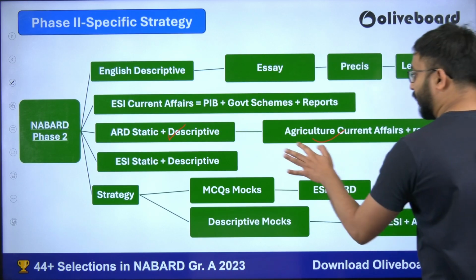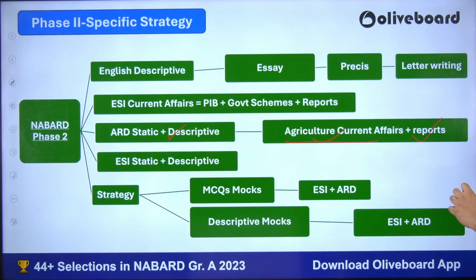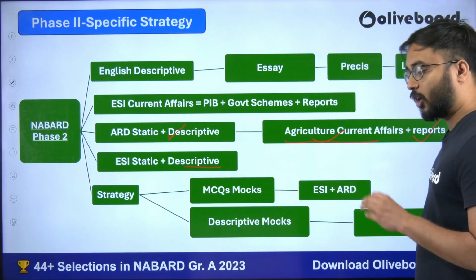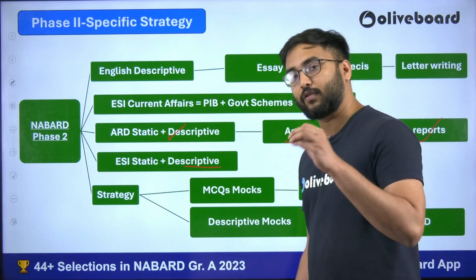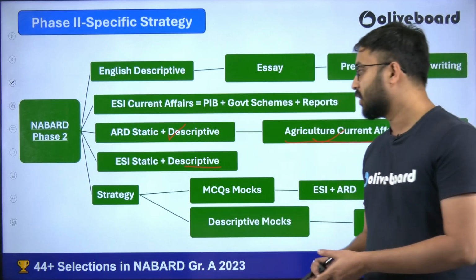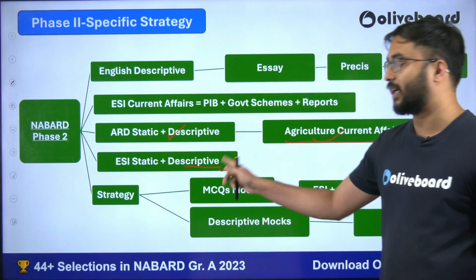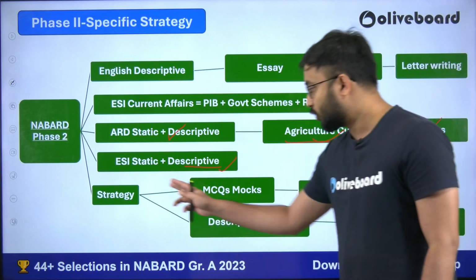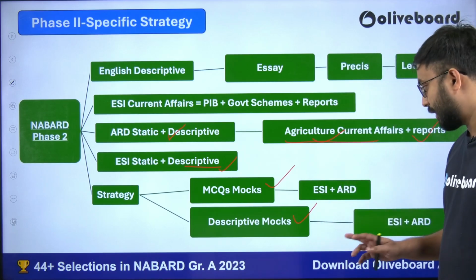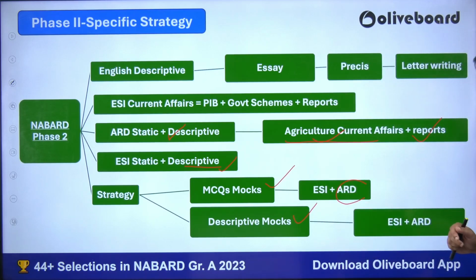For example, in the year 2022, a question was asked directly for 15 marks, which was compulsory in nature: Pradhan Mantri Matsya Sampada Yojana, which is a government scheme in agriculture. ESI static and the descriptive part is also very important. A question was asked on why social infrastructure is a prerequisite for human or socio-economic development. Such a beautiful question, again from static, that is why ESI static also becomes important. The strategy is nothing but that you have to practice for MCQ and even descriptive through mocks, both for ESI and ARD.